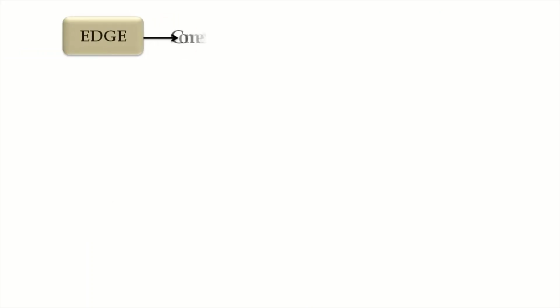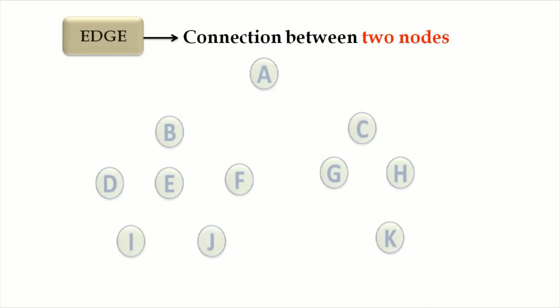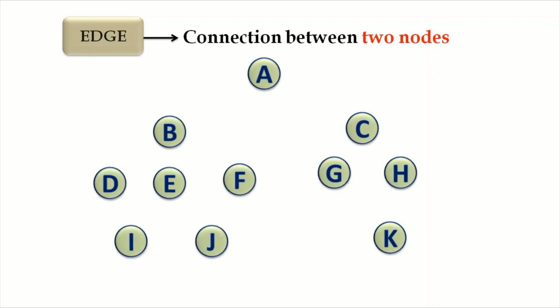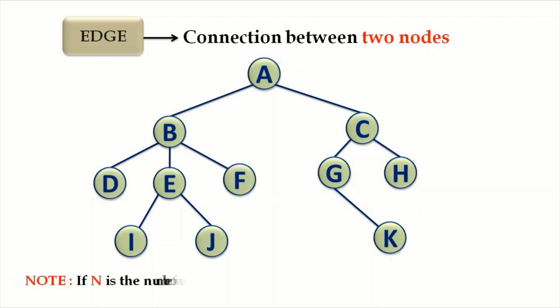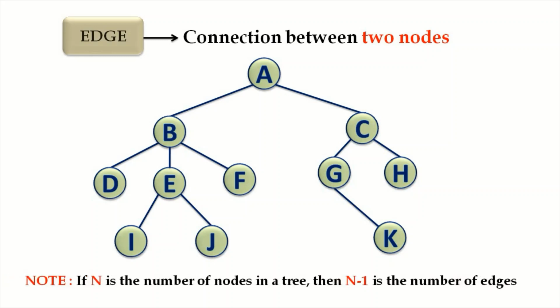Next, edge. Connection between two nodes is called an edge. Here these nodes are connected or linked with edges. Where each node is connected with some links, they are called edges. Note, if n is the number of nodes in a tree, n-1 are the edges. So, if a tree consists of 10 nodes, the number of edges is 10-1, 9. If a tree consists of 100 nodes, the number of edges is 99. A tree with 50 nodes has 50-1, 49 edges.